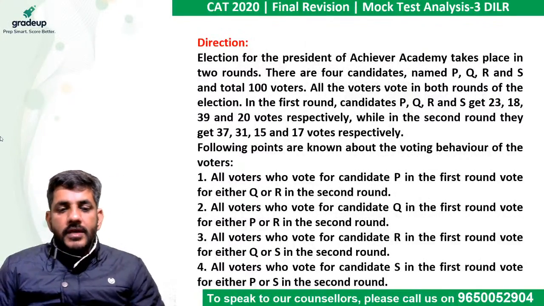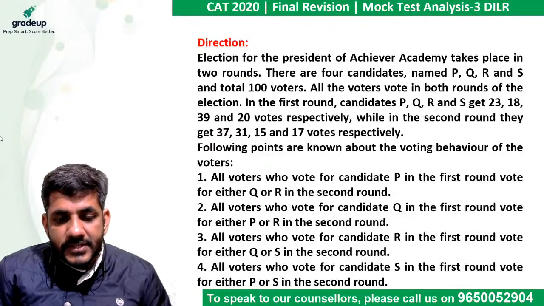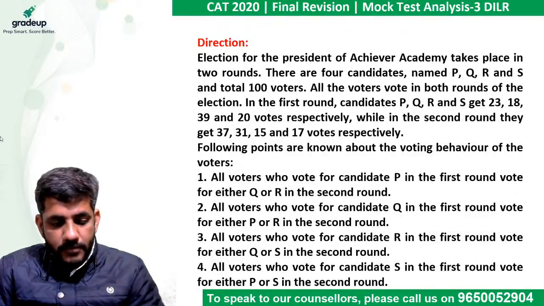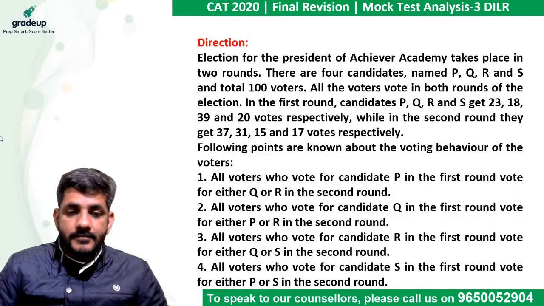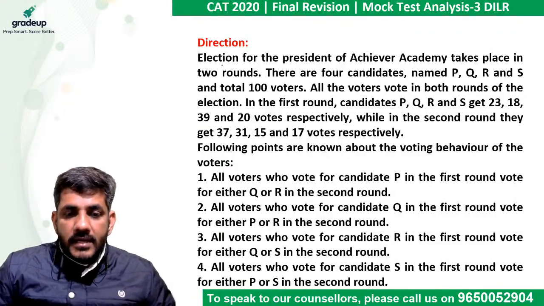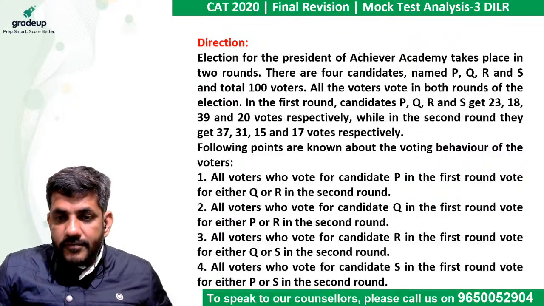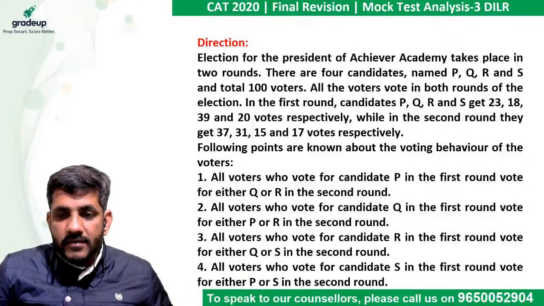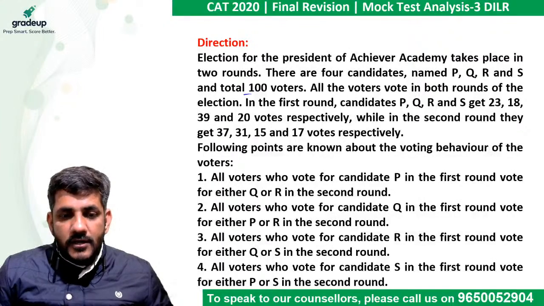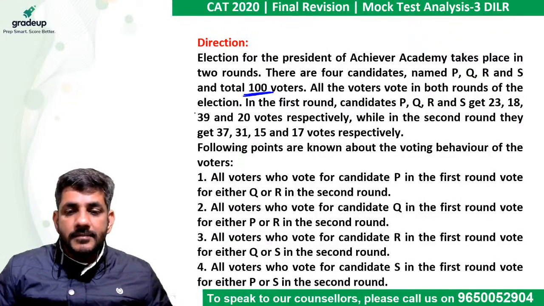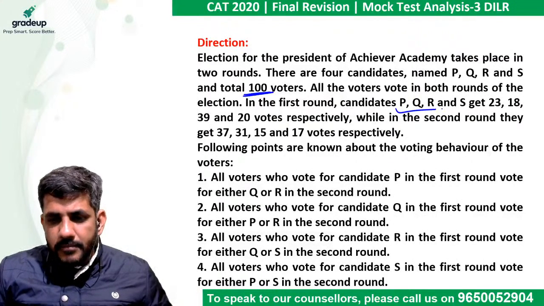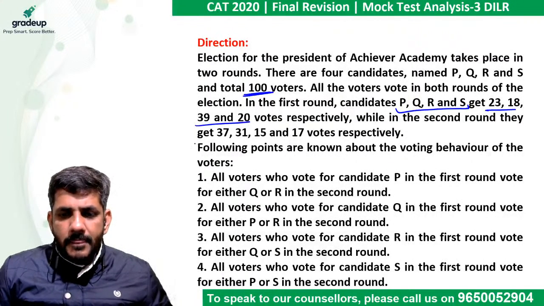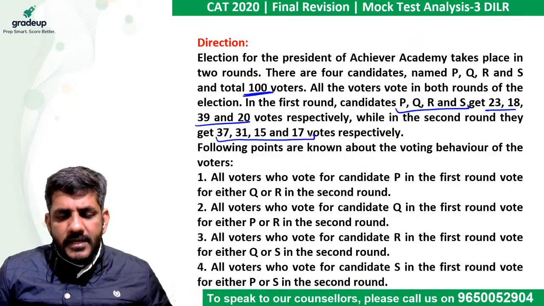Now after that I saw this another set was there, right? So if I am going through this section, probably the third set that I would be doing is this set. Reason? Just read this set. Election for the president of Achiever Academy takes place in 2 rounds. There are 4 candidates named PQRS. Total of 100 voters are there. All the voters vote in both rounds of the election. In the first round, PQRS get these many votes. In the second round, they get these many votes.